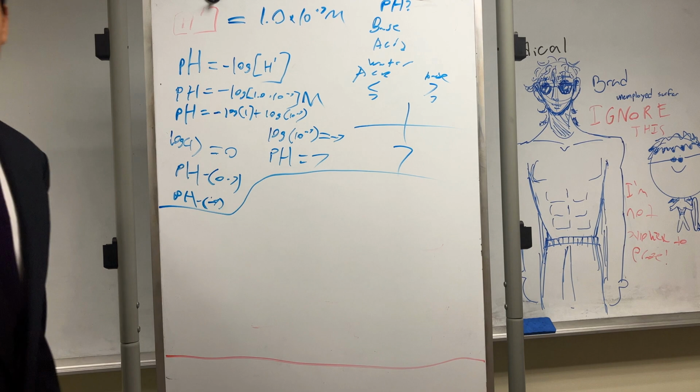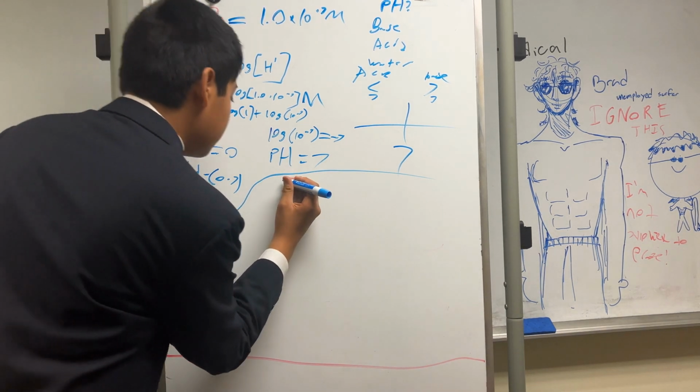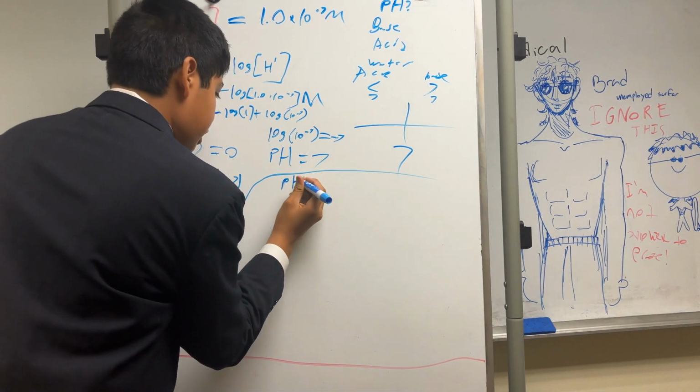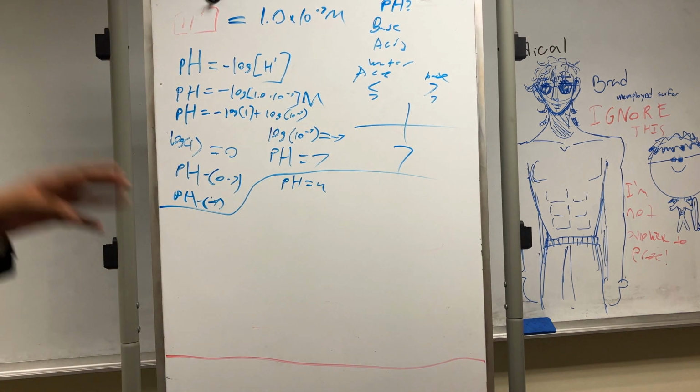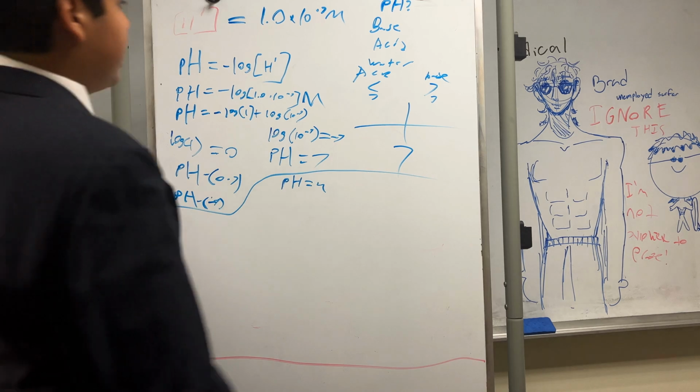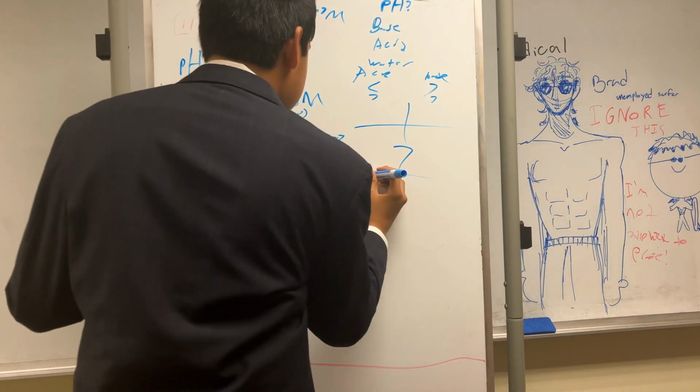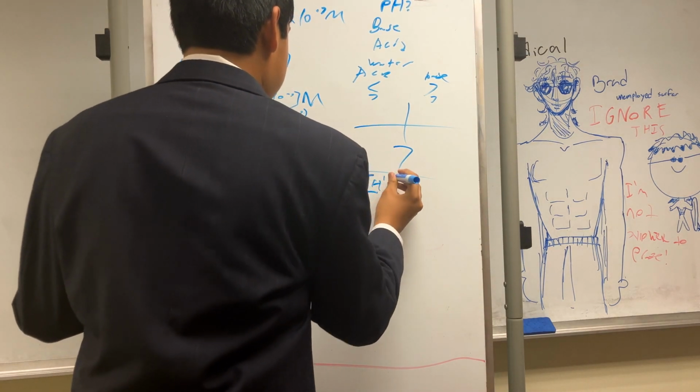So, we have the pH of marinara sauce is equal to 4. So, what is the concentration of the hydrogen ion? What is H equal to?